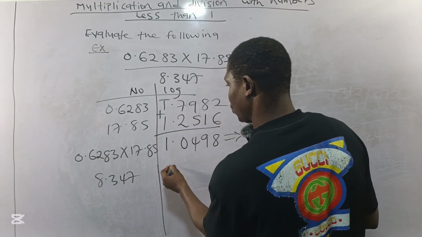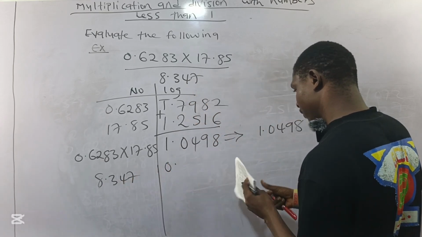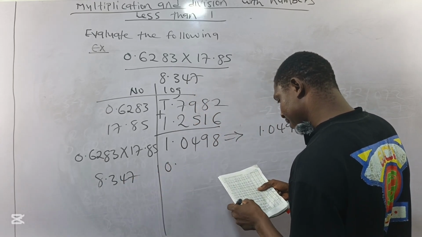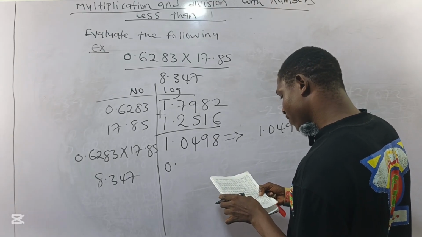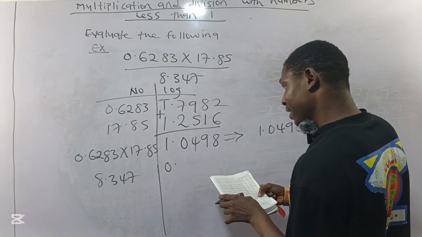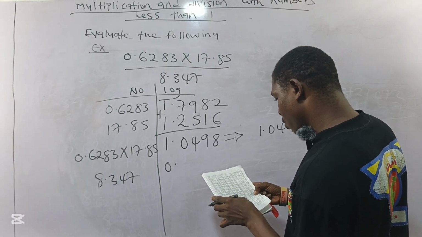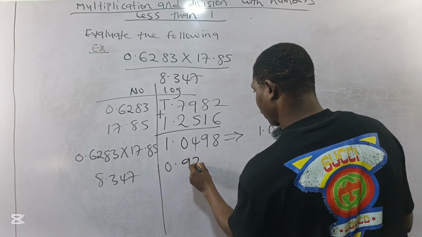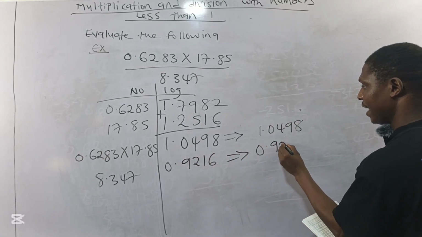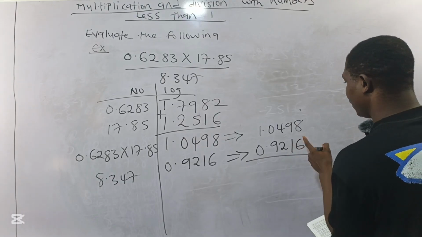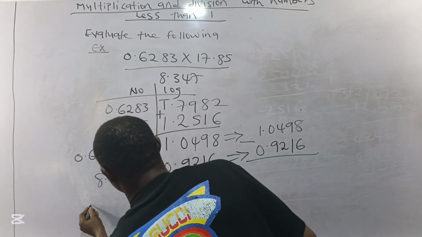So this will give me 0.83 under 4. 83 under 4 will give me 9212. Difference 7 is 4, which is 9216. And coming to this, we'll have 0.9216.